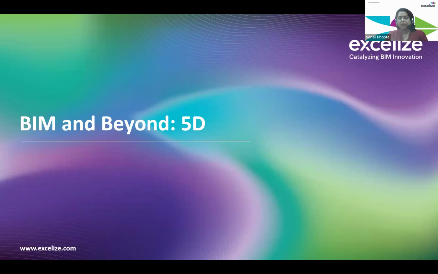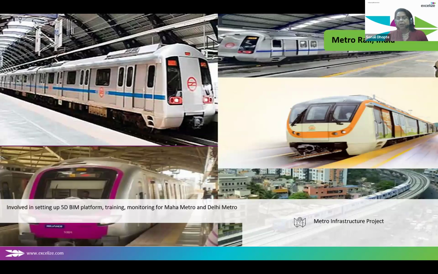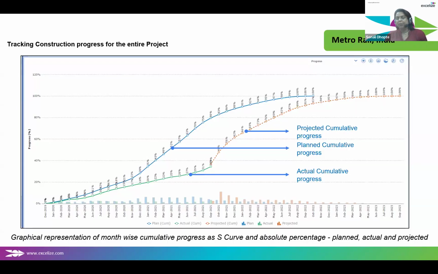The next dimension is 5D, which is cost. So imagine you have the quantities that come out from the model. The example I'm talking about is from Nagpur and Delhi Metro. We've been working for a while on these projects. So we have the quantity coming from the model. We have the time which is linked to the model. Based on that, we can work out what is my cost.